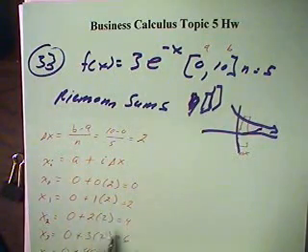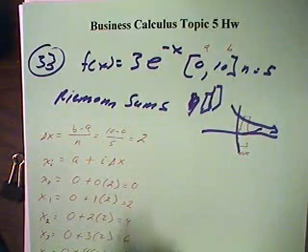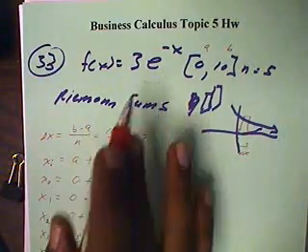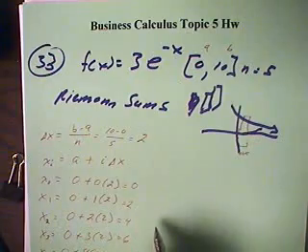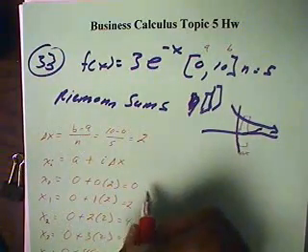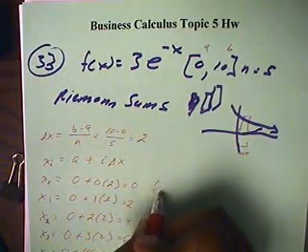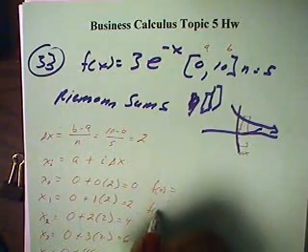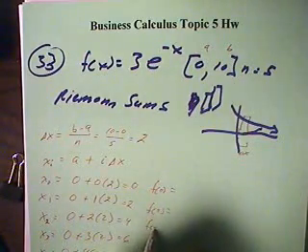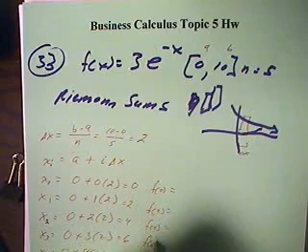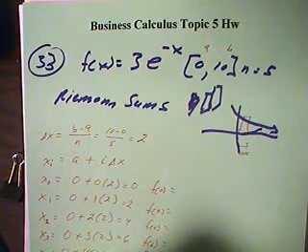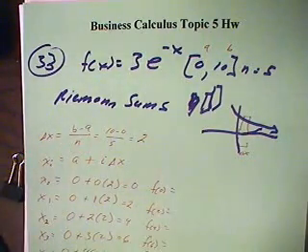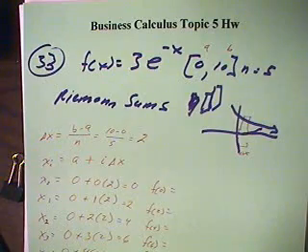These are the x's that we need to put inside our function in order to get the height of each rectangle. So this will be f of 0, this will be f of 2, f of 4, f of 6, and f of 8.